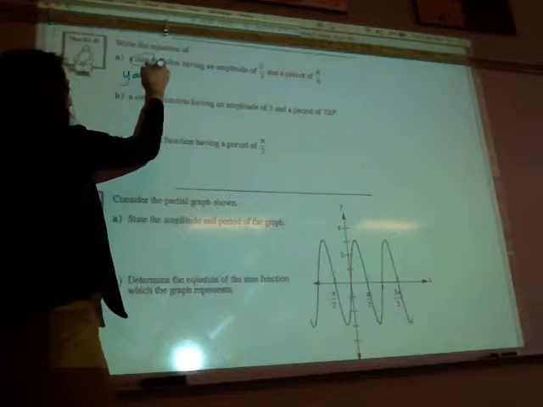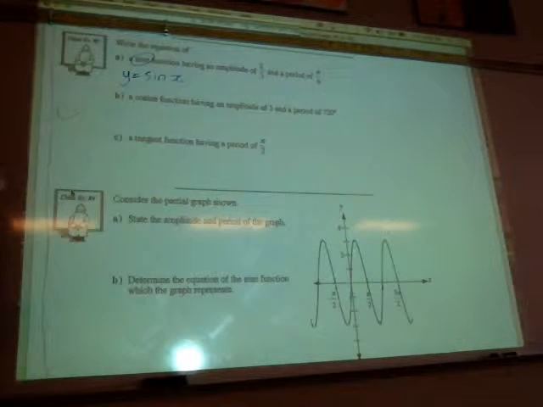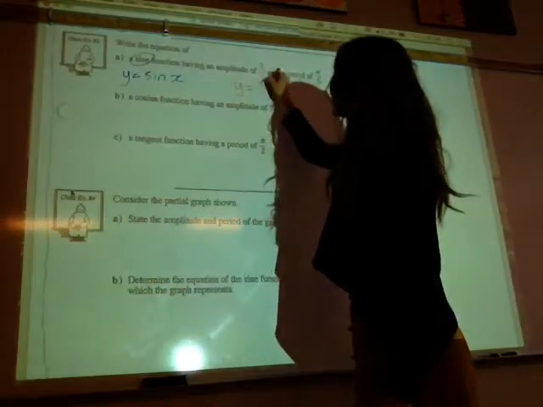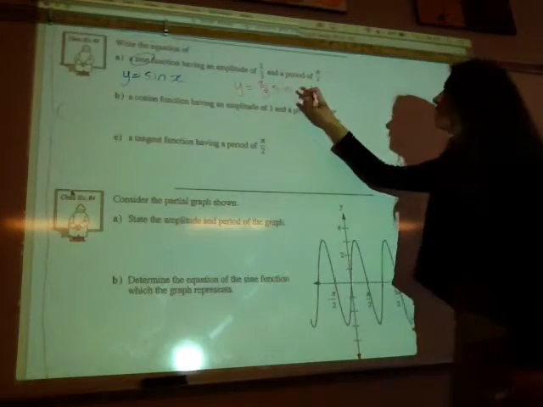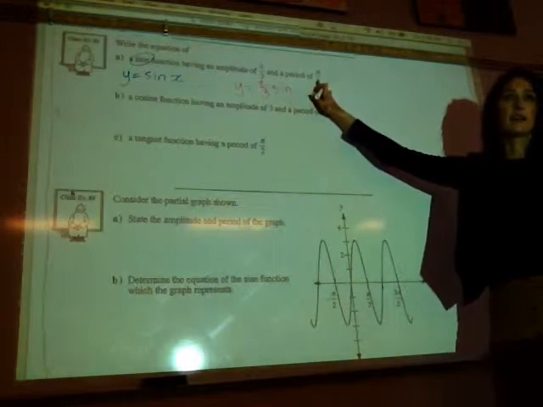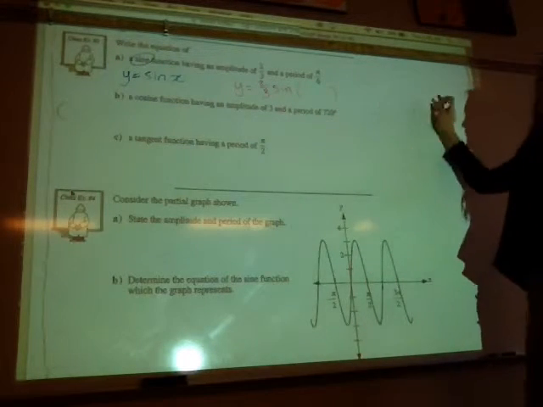So we're comparing to y equals sine x. If we have an amplitude of 2/3, that's going to be your a value. So you have y equals 2/3 times sine. And just keep in mind this is the period, it's not your b value. So we need to solve for your b value.